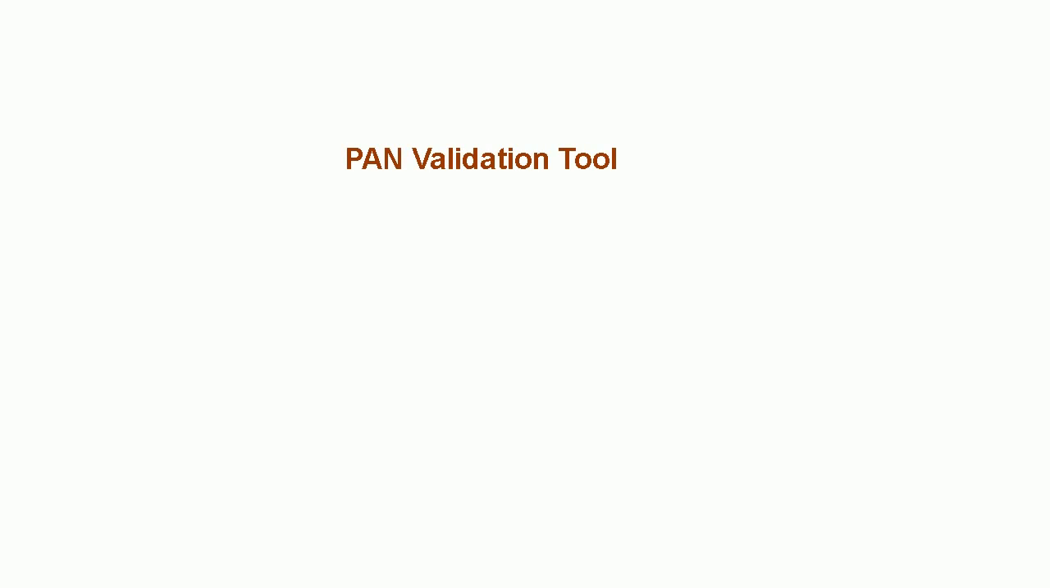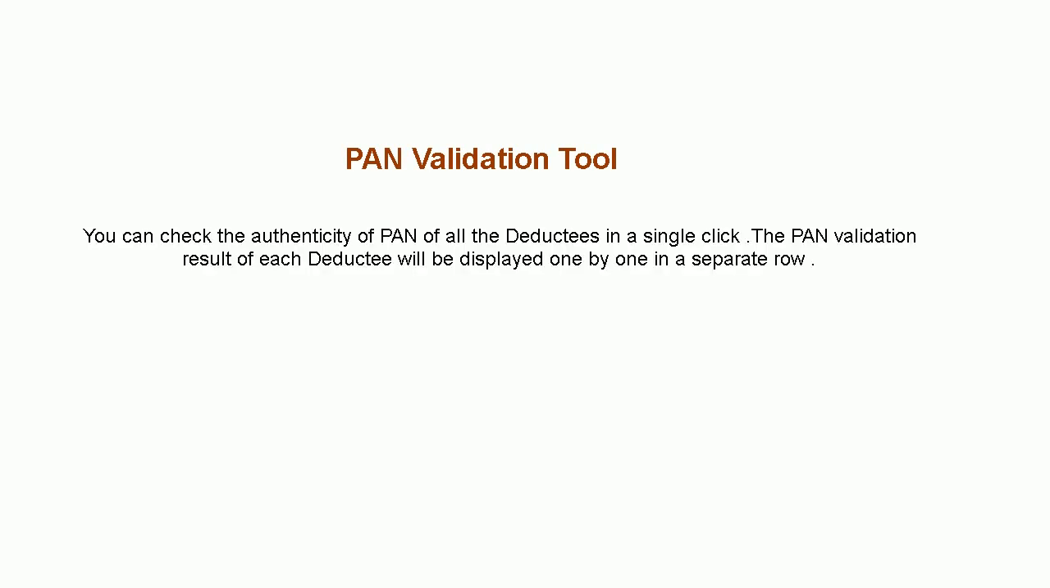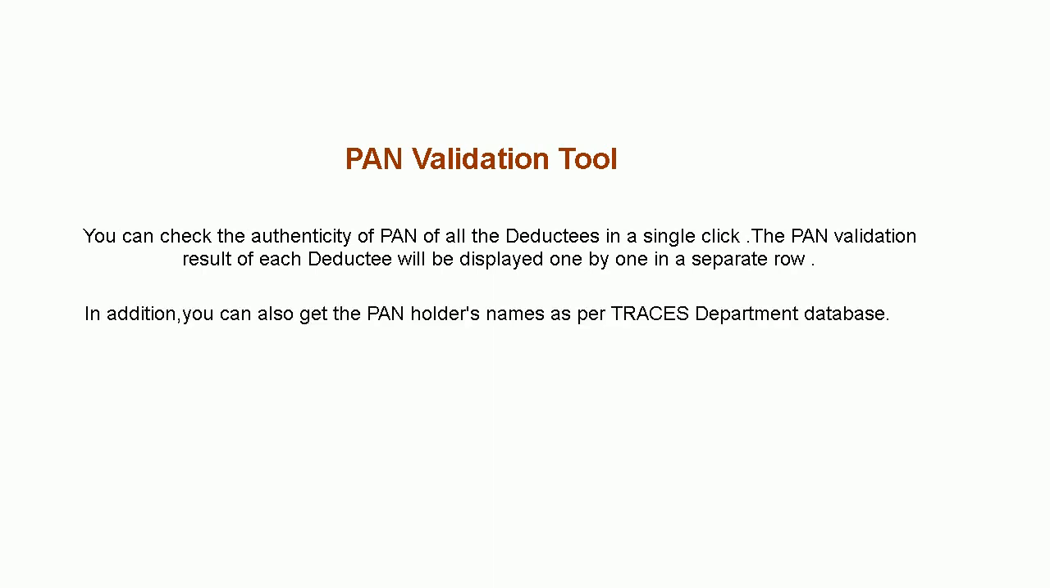PAN validation tool. You can check the authenticity of PAN of all the deductees in a single click. The PAN validation result of each deductee will be displayed one by one in a separate row. In addition, you can also get the PAN holders' names as per TRACES department database. Saves your valuable time and effort.